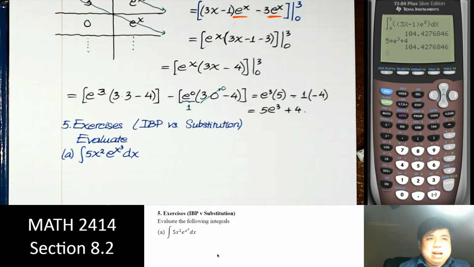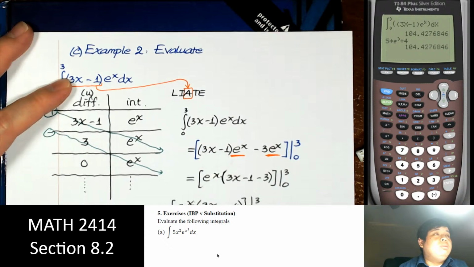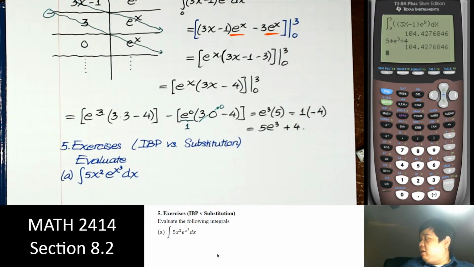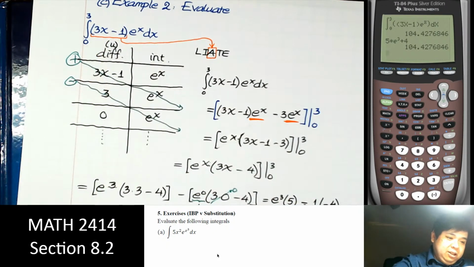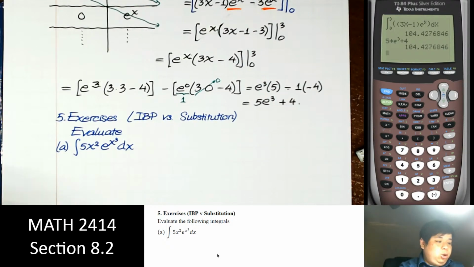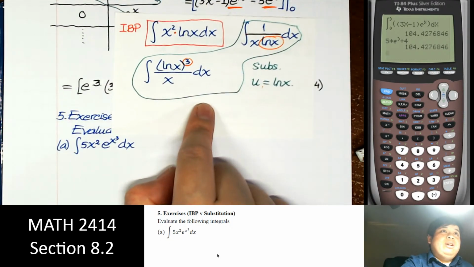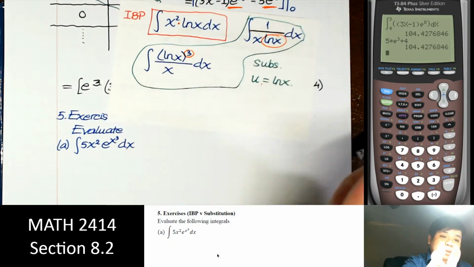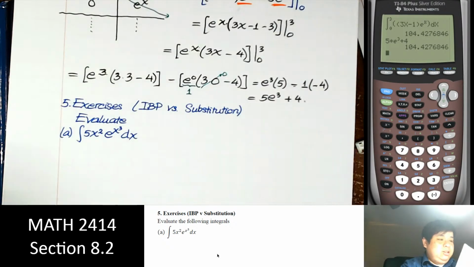So let me ask you this. Compare this problem and that problem. What is the difference? The difference is not the polynomial. They are both polynomials. The difference is e to the x cubed. Do you remember we have that one, right? If it is multiplied by something, it's good. Other than that, substitution.